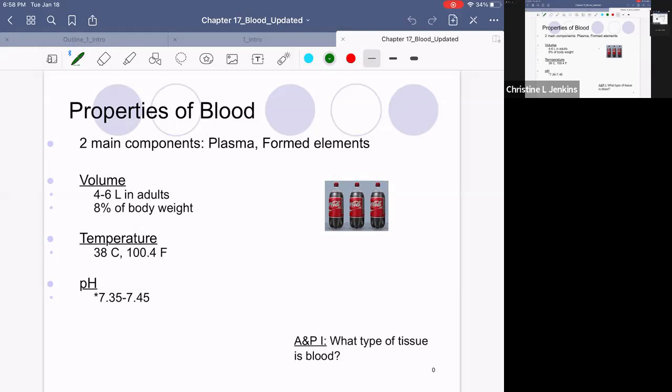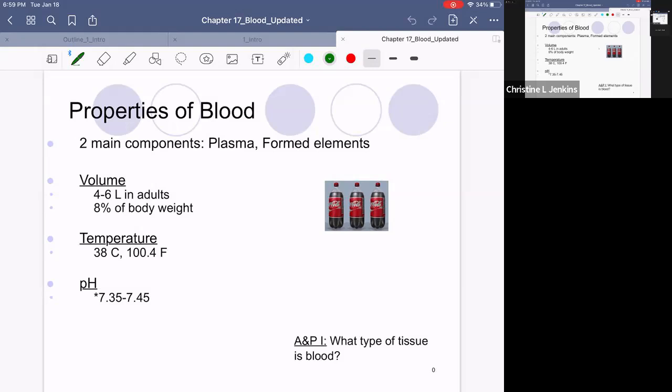To give you an idea of what that is, I've got pictures of 2-liter soda bottles or seltzer bottles. So it will be 2 to 3 of those. Is that a lot, do you think, or not a lot? Is that more or less than you thought? It's kind of a lot, but when you think about the miles and miles of blood vessels that we have, it becomes a little bit less.